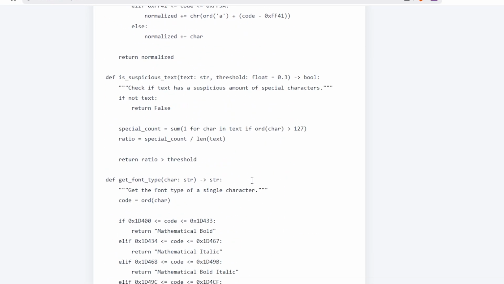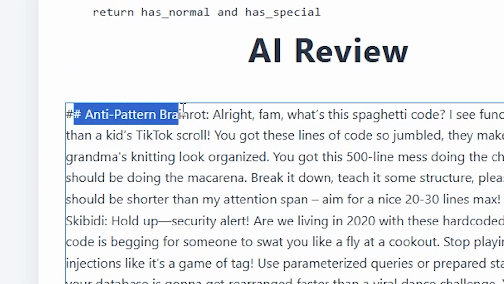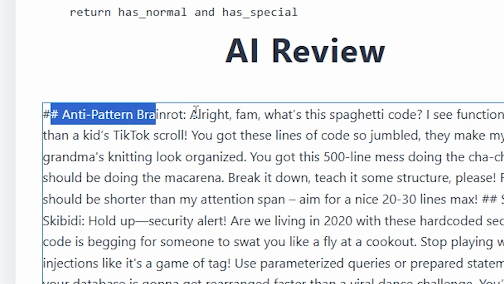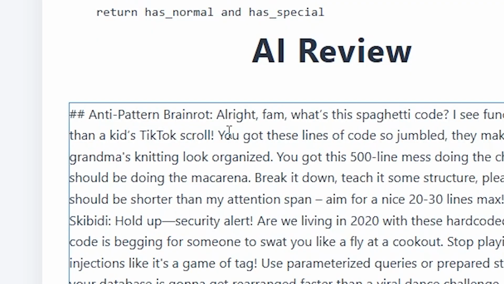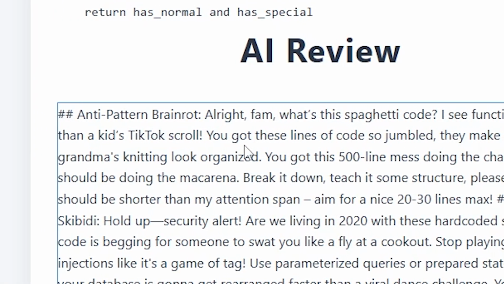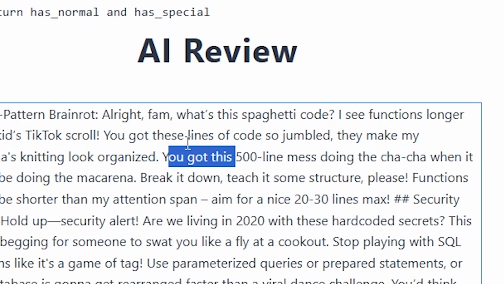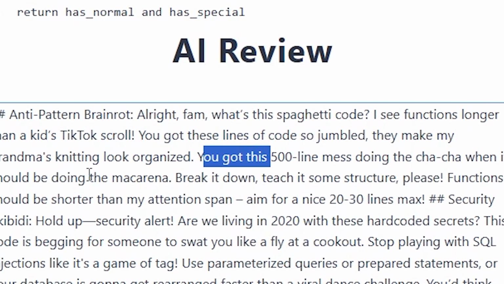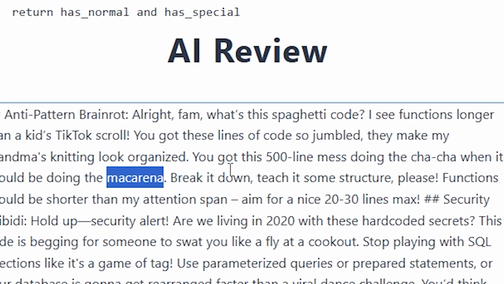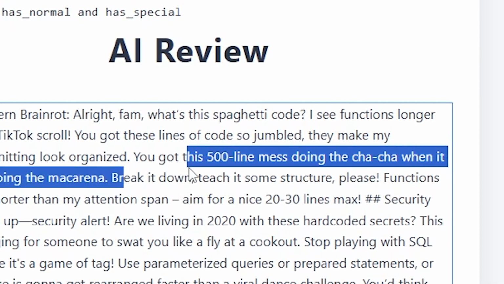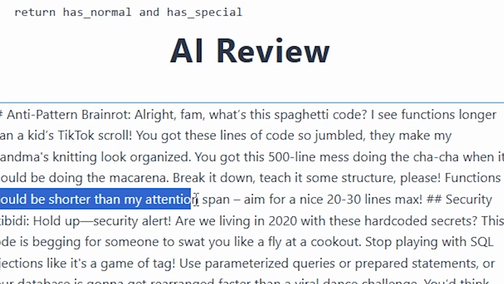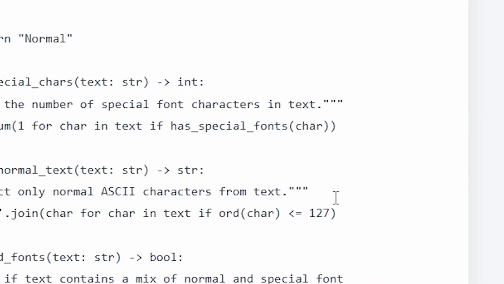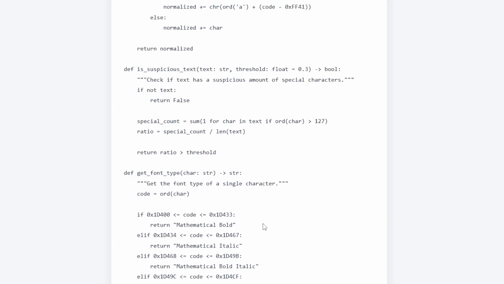Anti-pattern brain rot. Alright fam, what's the spaghetti code? I see functions longer than a TikTok skull. You got these lines of code jumping to make my grandma's knitting look organized. You got this 500 line mess doing the cha-cha when it should be doing the... Alright guys, I'm young. Break it down, teach you some structure please. Functions should be shorter than my attention span. Aim for a nice 20-30 lines max. Yo, this is your boy Claude.